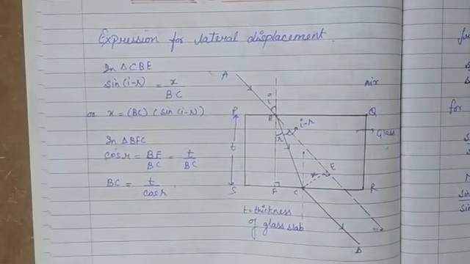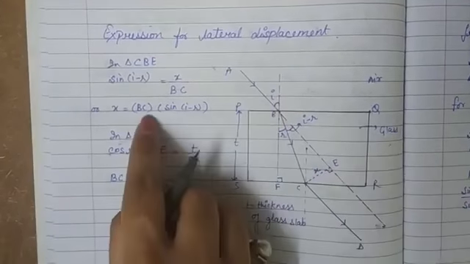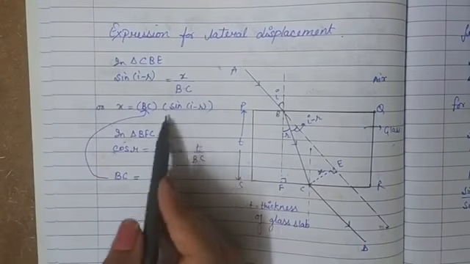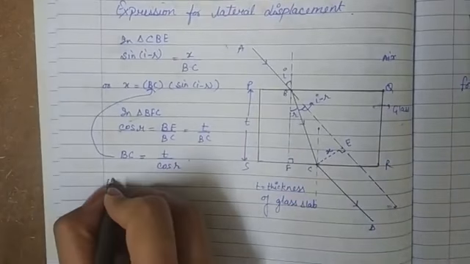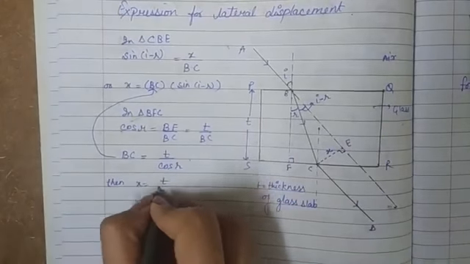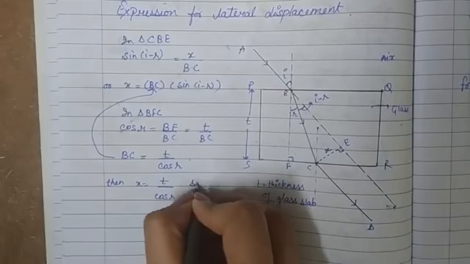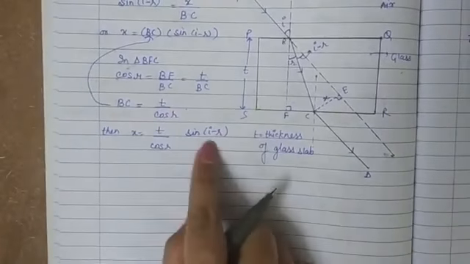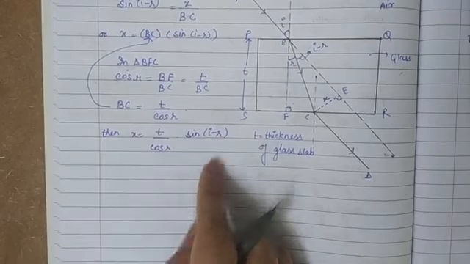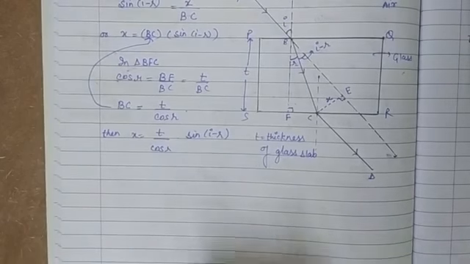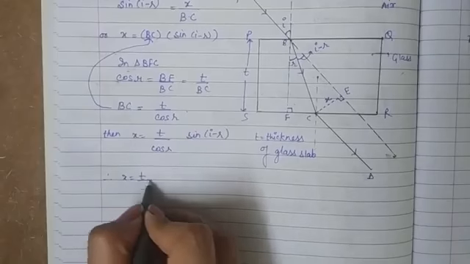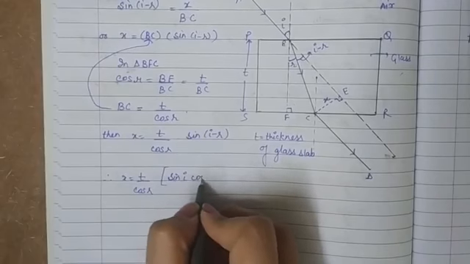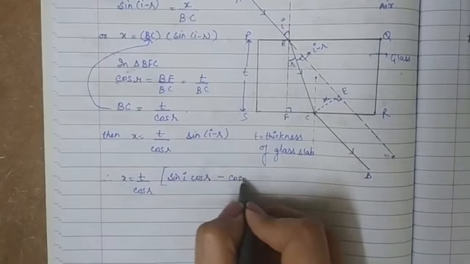Now our task was to find x, and for that we need the value of BC. So this value of BC we are going to substitute in the equation of x. Then we get x is equal to T upon cos R into sine I minus R. Now we are applying trigonometric relations for this sine I minus R. Sine A minus B is equal to sine A cos B minus cos A sin B. So x is equal to T upon cos R, and for sine I minus R we write sine I cos R minus cos I sin R.